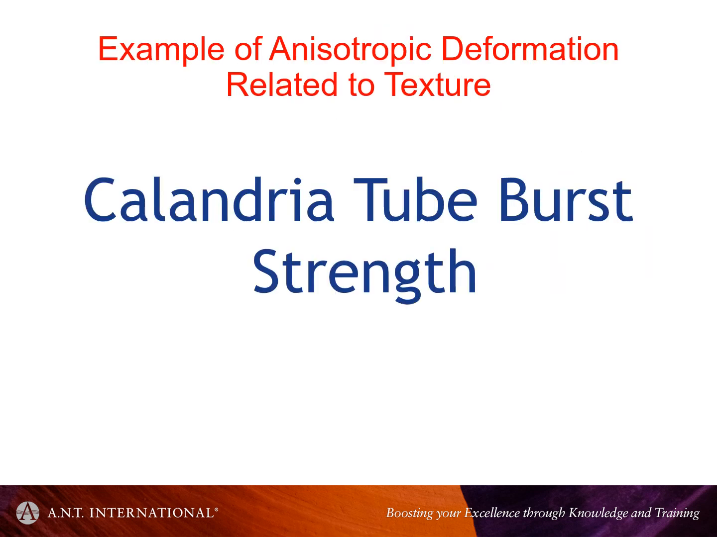So the best way to illustrate this is by an example, and the one I'm familiar with, and if you were present at last year's meeting, I would have shown you this, and for those, I'm sorry, I'm going to show you it again because it's such a good example. It's an example of anisotropic deformation, related to texture and the Kearns texture parameters, but also the Hill's anisotropy parameters, which are kind of related. The best example I have is one dealing with a calandria tube burst strength.